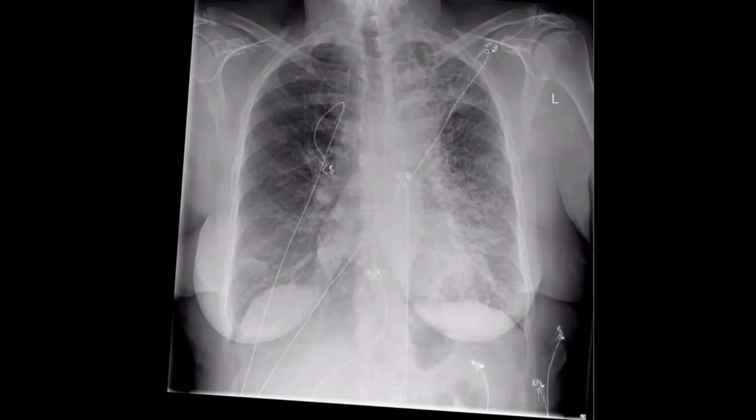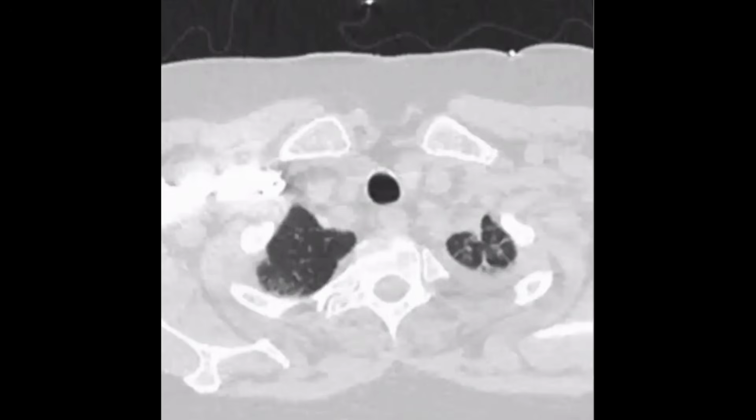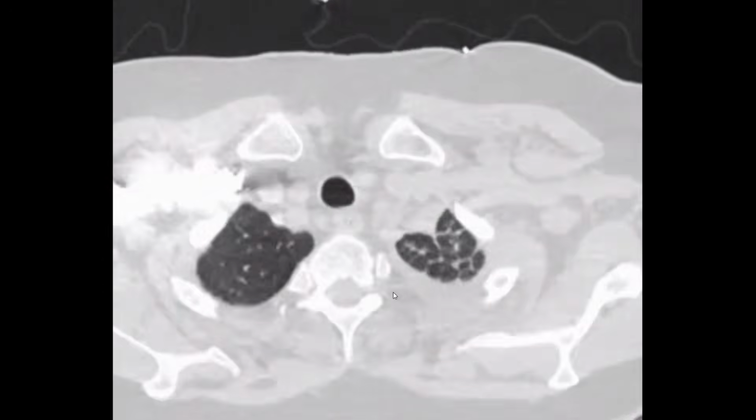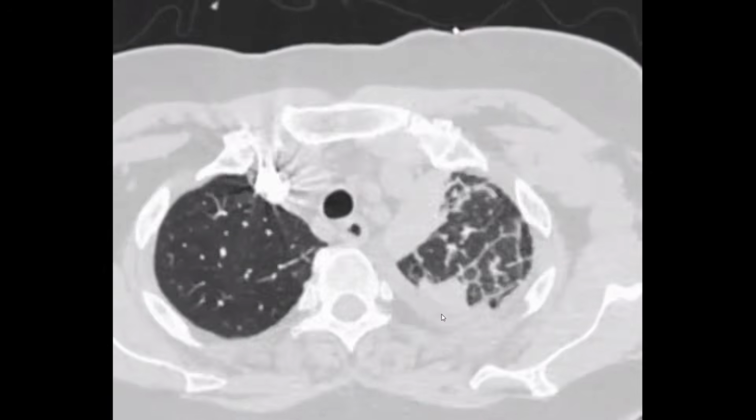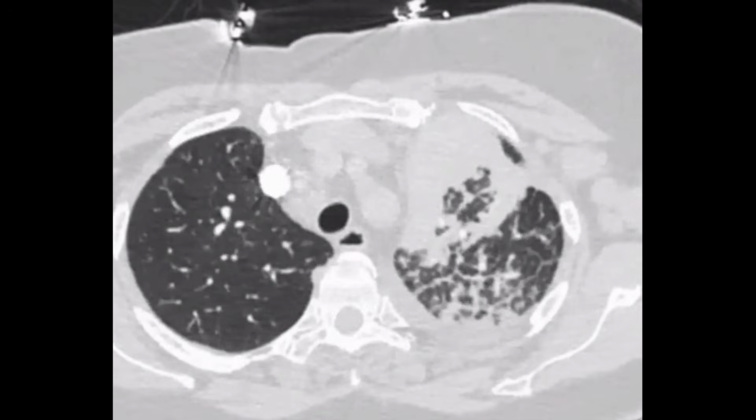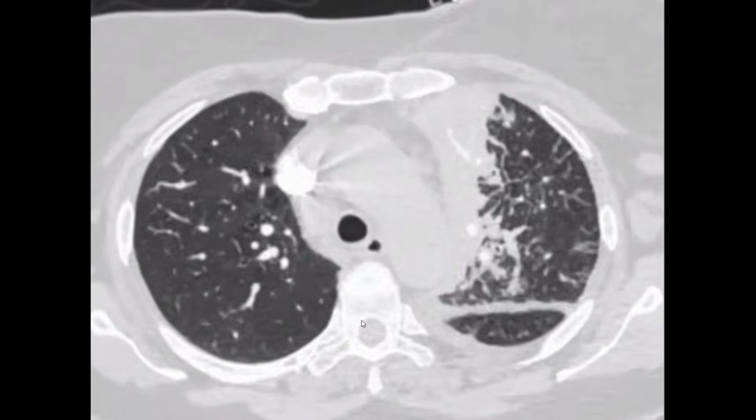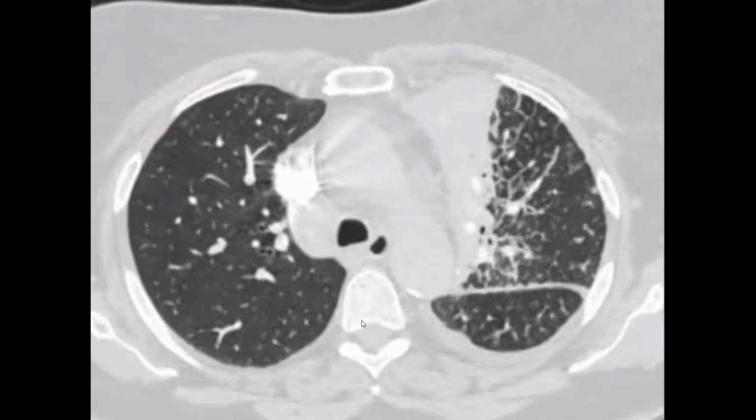In conclusion, it's asymmetrical reticulations or reticular lung disease affecting the left side more, in a patient with a history of melanoma. I want to do a CT for this patient because I want to exclude lymphangitic carcinomatosis in a case like this. In the CT, I have been provided with an axial cut in the lung window. I can appreciate evidence of interlobular septal thickening. There is also evidence in the left lung of centrilobular nodules.